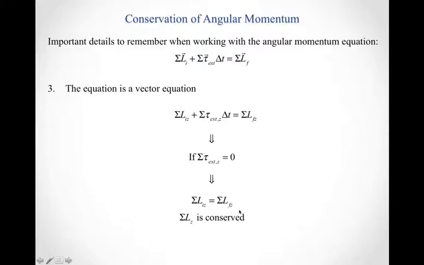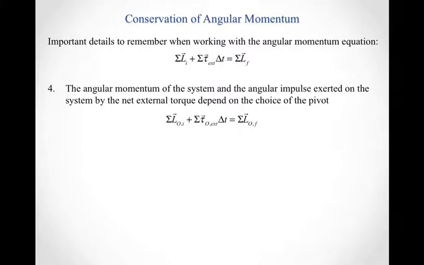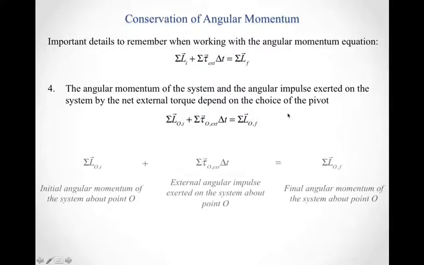The one additional detail that we need to make sure we understand with this equation that we didn't have to worry about with linear momentum is that this equation cares about what choice you make for the pivot point. So what we really want to read this equation as saying is that the initial angular momentum of the system about some point O plus the external angular impulse exerted on the system about that same point O is equal to the final angular momentum of the system about point O. So we simply have to remember when we're using this equation that we have to care about our choice of pivot point, and we have to keep that choice consistent over all the terms that we try and calculate.